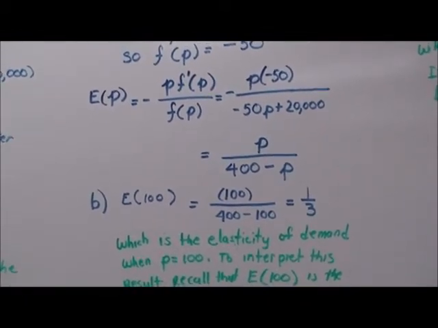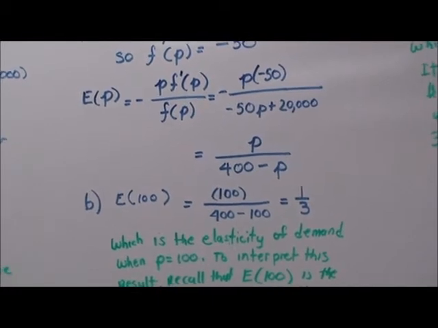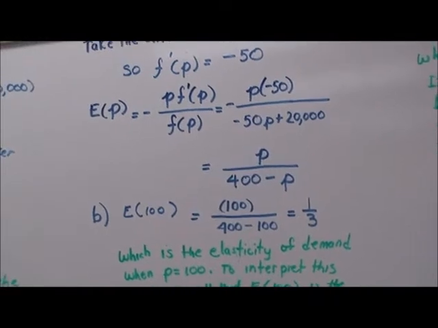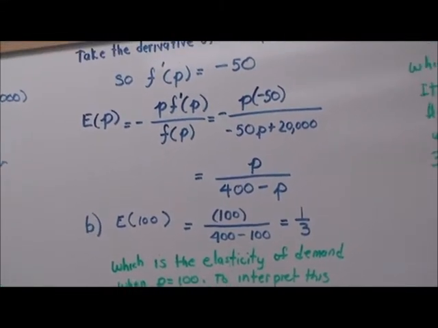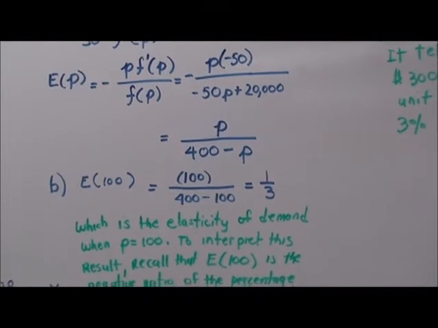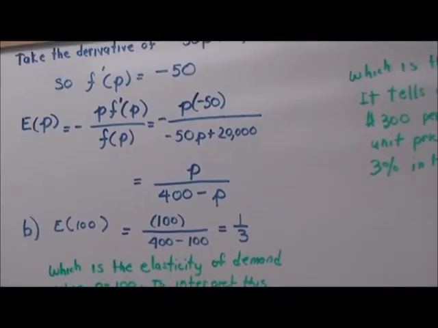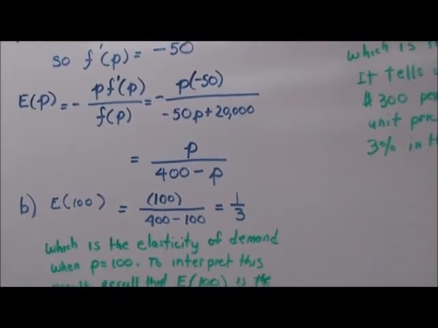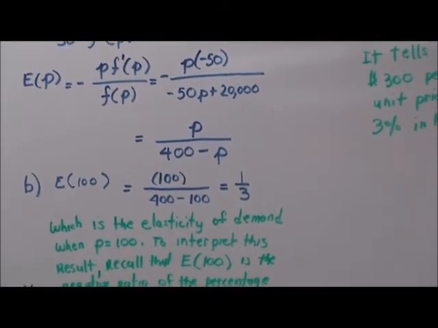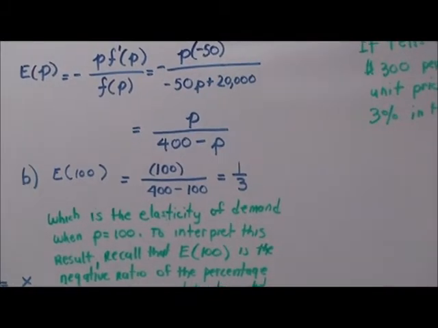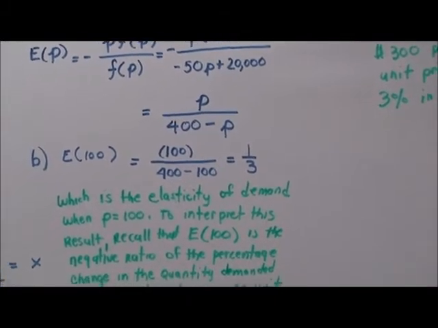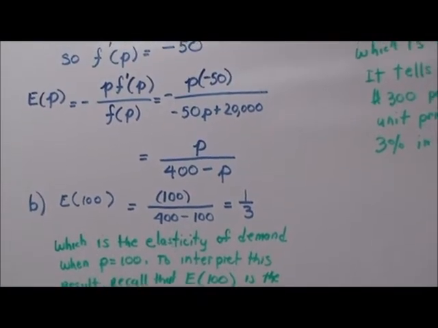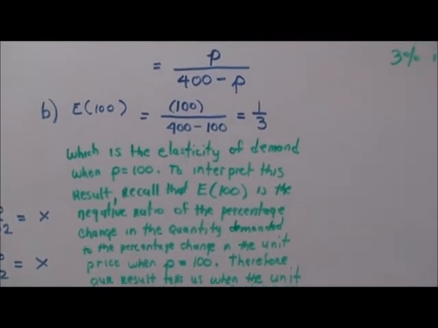When we interpret these results, we see that the answer to that problem is 1/3, which is the elasticity of demand when P is equal to 100. To interpret the results, recall that E sub 100 is the negative of the ratio of the percentage change in the quantity demanded to the percentage change in the unit price, when P is equal to 100.